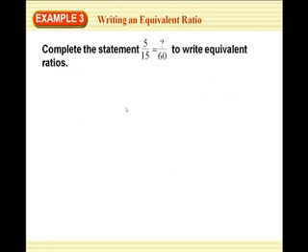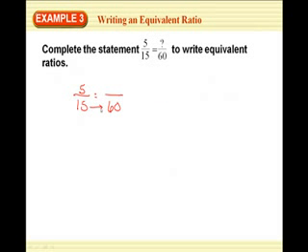So example 3, it says complete the statement. This is called writing equivalent ratios, and we've kind of done this a little bit with fractions. We have a missing part, so we have 5/15 equals what out of 60?